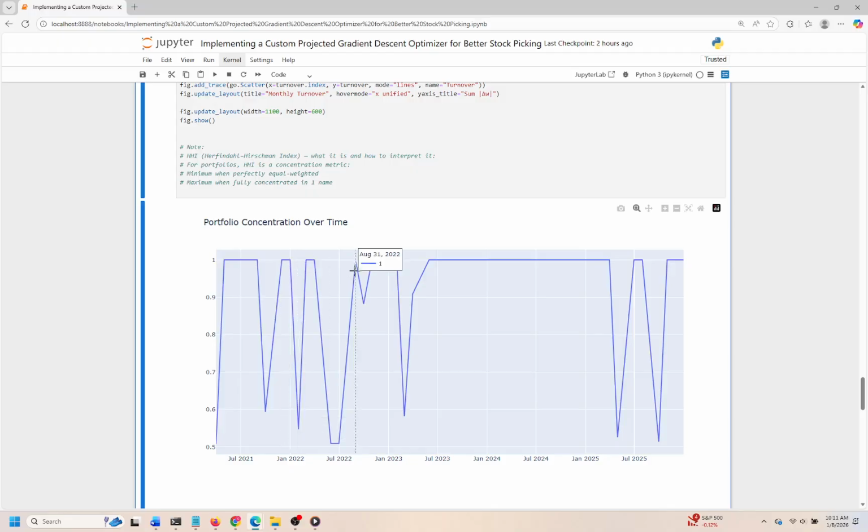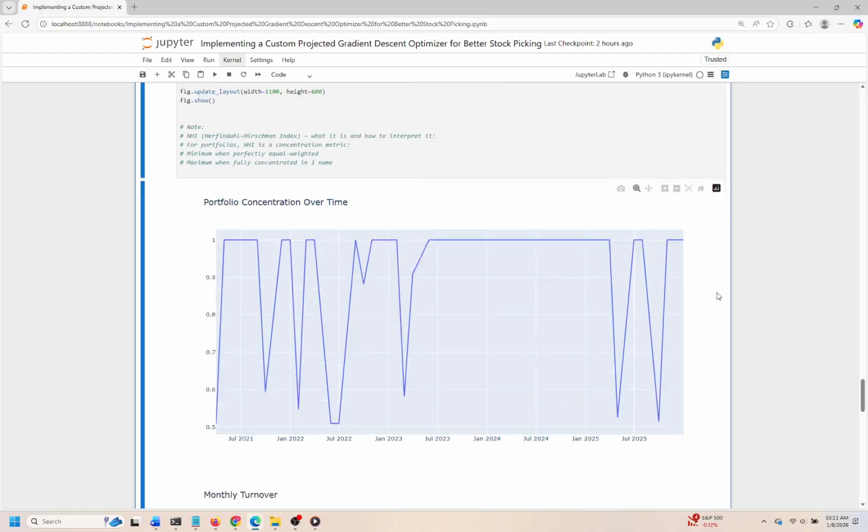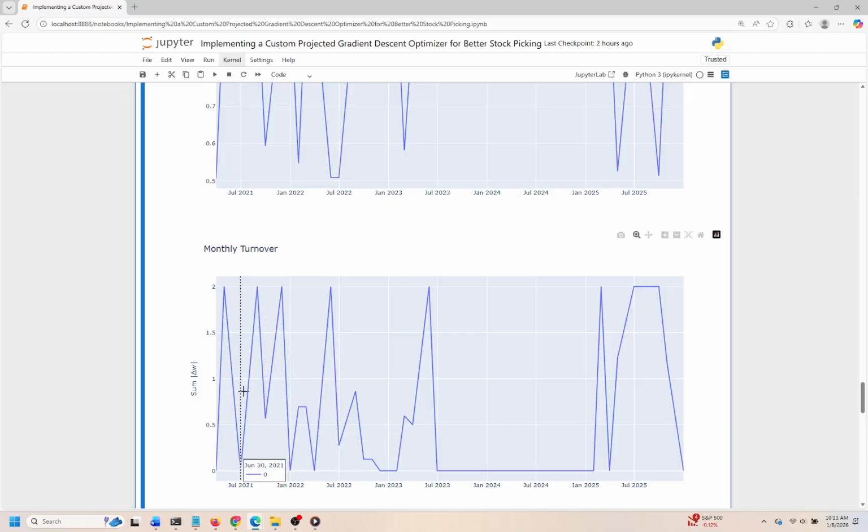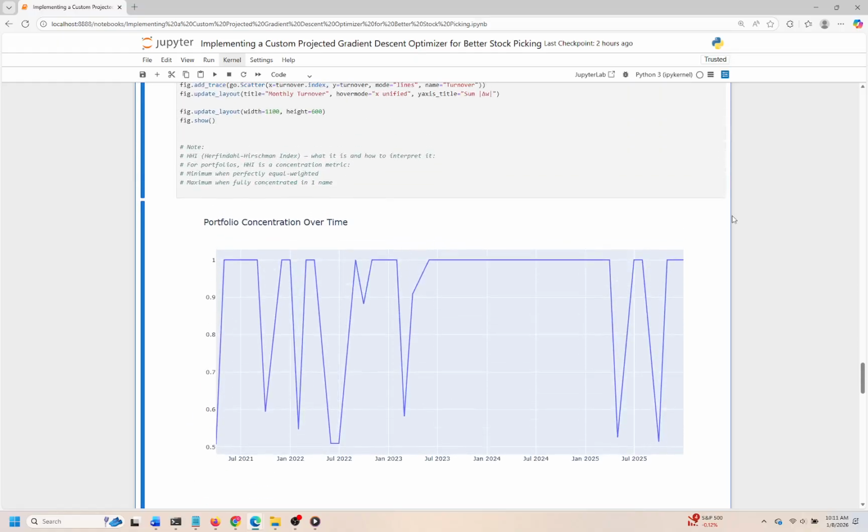As we interpret these metrics, it's crucial to keep in mind the implications of both concentration and turnover on risk and performance. The next cell will likely build on these insights by incorporating further analysis or introducing additional metrics to deepen our evaluation of portfolio performance. This holistic approach will enhance our understanding of the portfolio's behavior and management strategy.